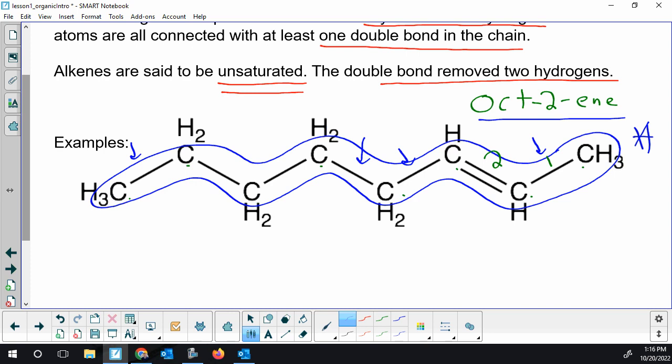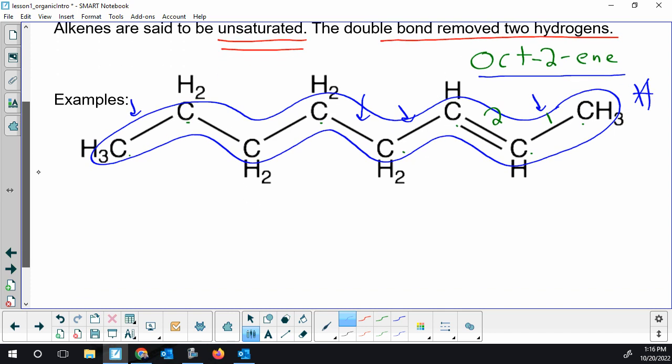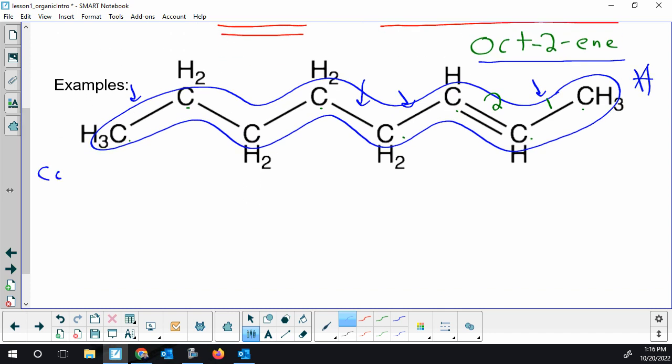I'm going to do a fully condensed structure. I'm going to leave out the word structure to try to keep my board a little cleaner. And then I'll do a line structure, but I'll just write the word line. So condensed structures have no lines whatsoever. All of the bonds have been removed.